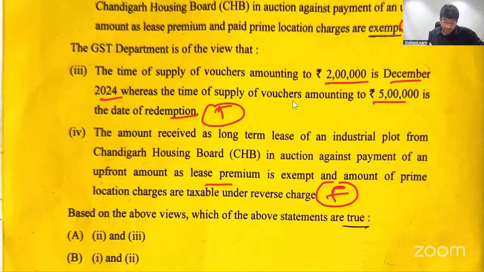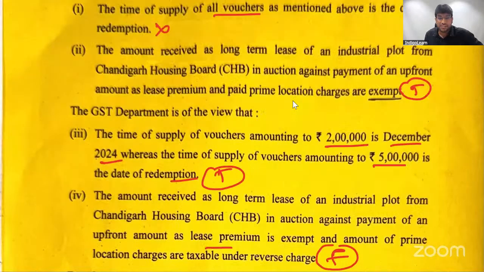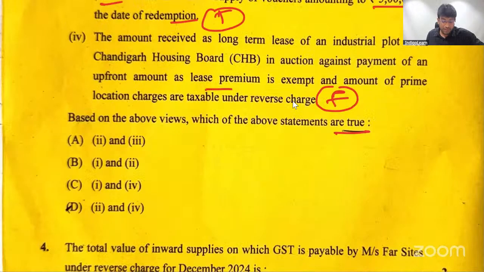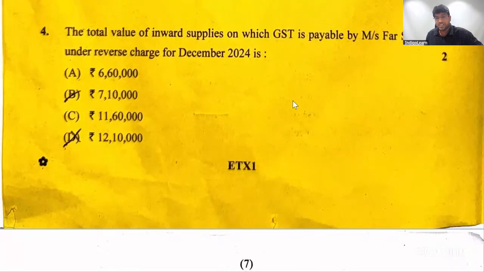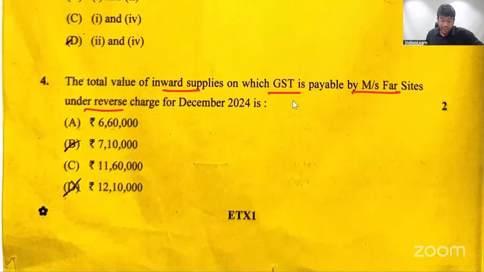2 and 3 is true means answer is option A, my dear friends. Next, what is the value of inward supply under GST payable by the firm under reverse charge? If you look at reverse charge, I already discussed the answer with you, my dear friends.